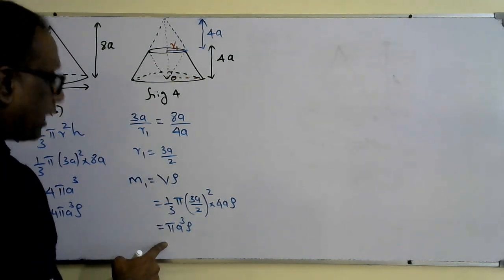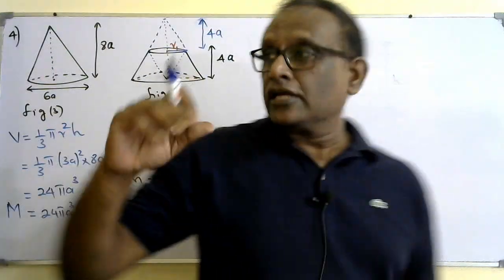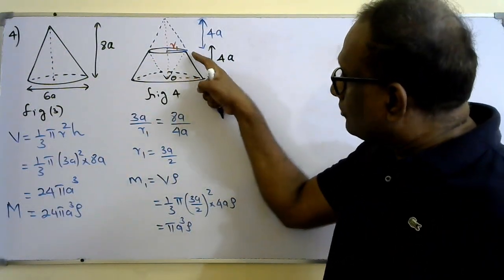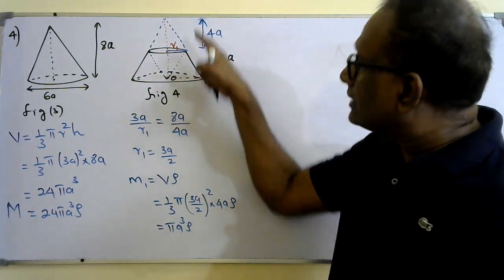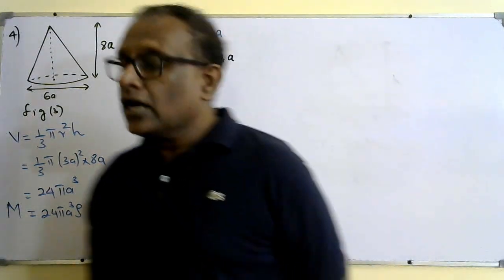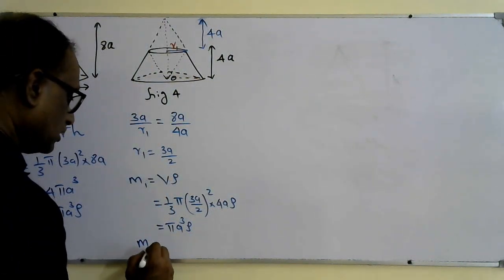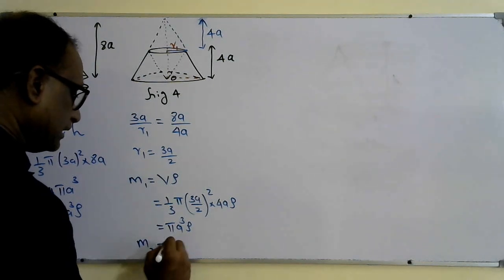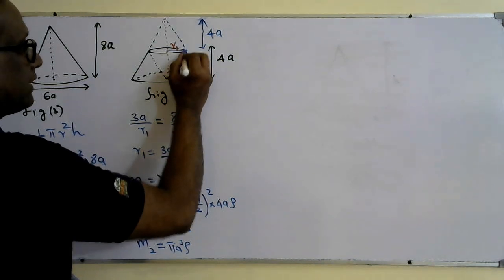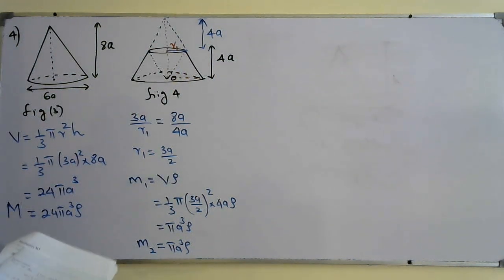Now the same mass is removed from the bottom. After removing the upper part, you will get this portion. From that, inside also the same identical cone is removed. So the cone removed from the bottom part, if I say m2, that's going to be the same pi a cube rho, because this cone and this cone are identical cones.